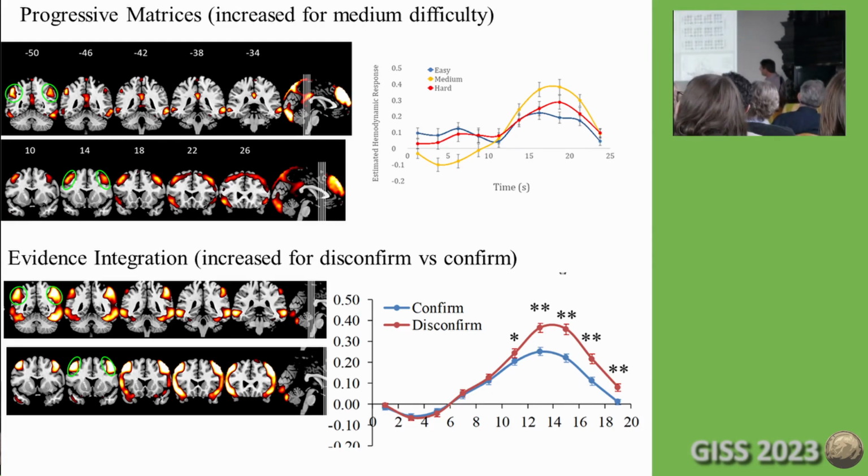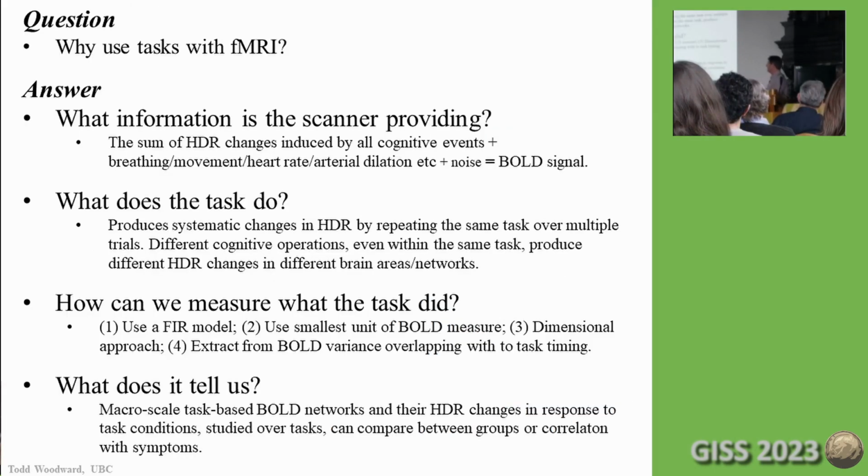I have some summary slides, and then I have the math. So maybe I'll just do my summary here. What does this tell us? Macro scale BOLD networks and their hemodynamic response changes in response to tasking data are studied over tasks. When we do the comparisons between people with schizophrenia and controls, we can use group as a between subjects variable in the ANOVAs on the hemodynamic response shapes. So we're actually doing all the statistical testing on the hemodynamic response shapes and not on the anatomical images. Or we can correlate with individual differences as well.